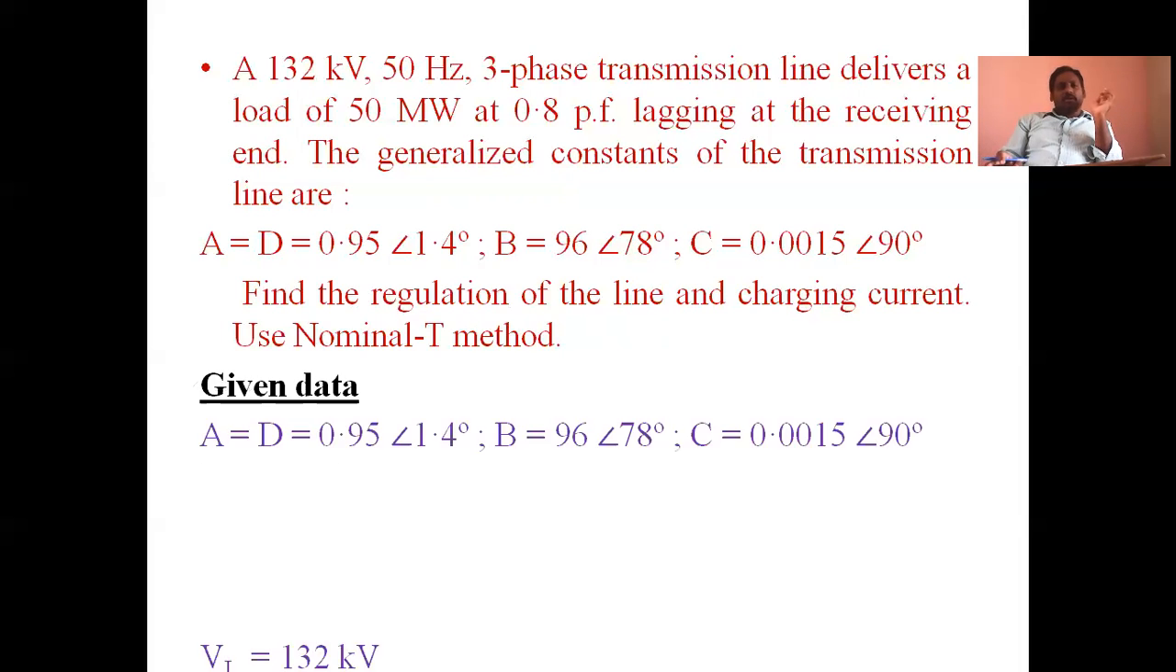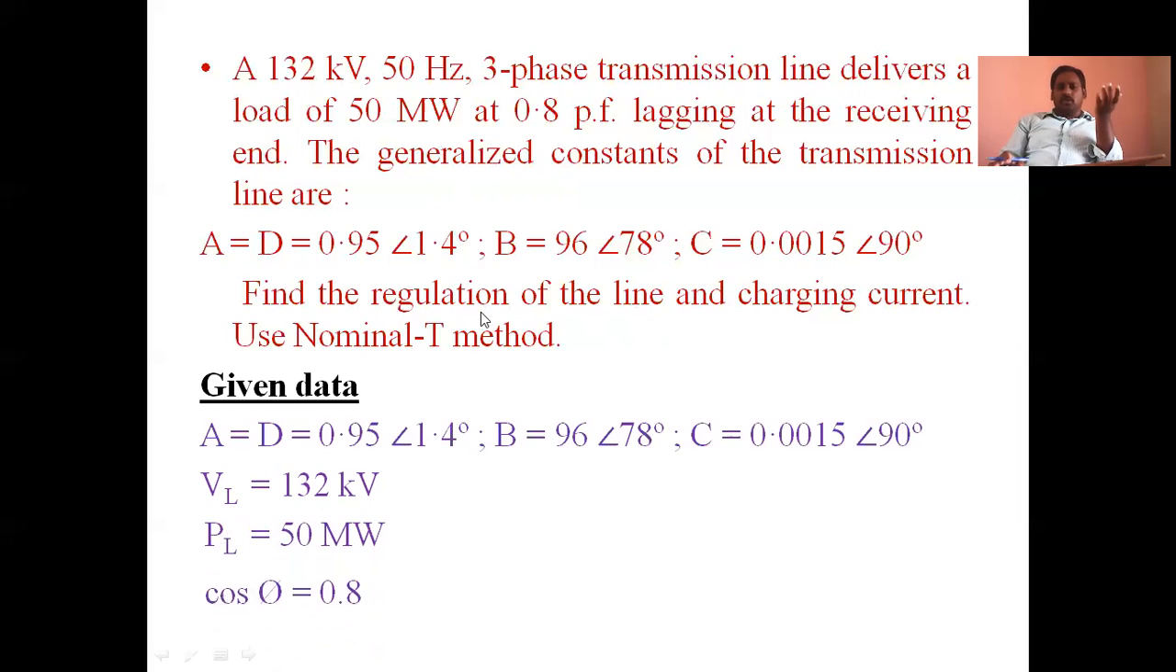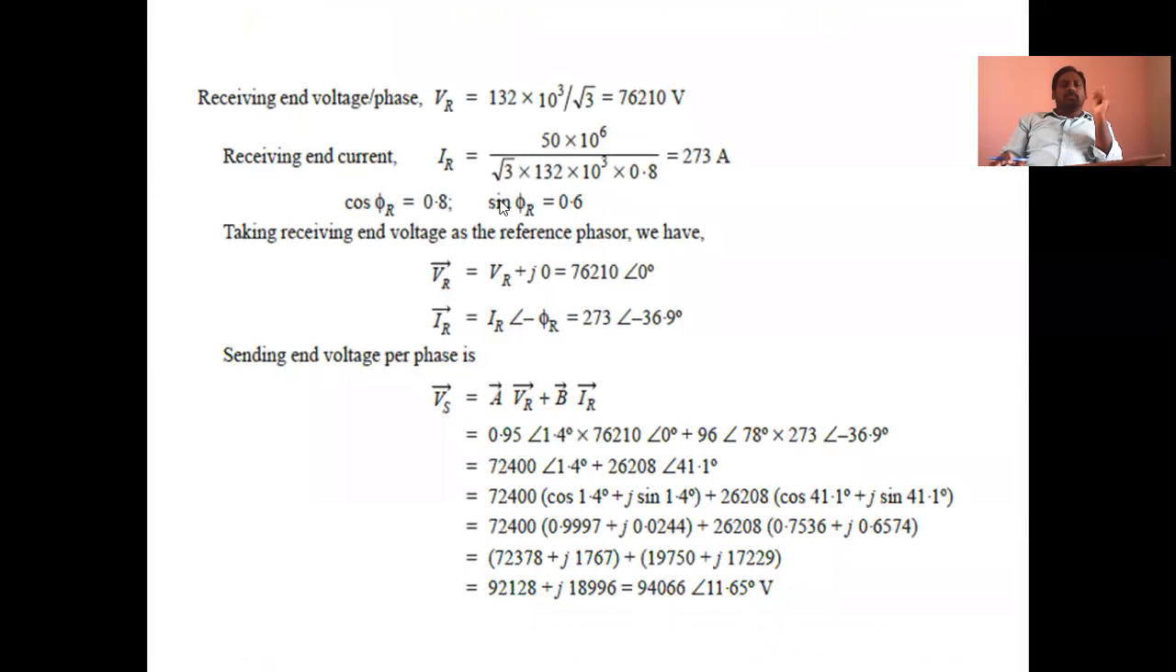So see here, the given data: A, D, B and C values are given, the line voltage is 132 kV, and the delivered power is 50 megawatt. From that we can calculate the receiving end voltage per phase. The power factor is given as 0.8. Line voltage by root 3, that means 132 into 10 cube by root 3, finally 76,210 volts. Then the receiving end current IR is equal to PR by root 3 VL cos phi. PR is 50 into 10 power 6, by root 3 into VL, that means 132 into 10 cube, into cos phi, the power factor 0.8. Finally 273 amperes.